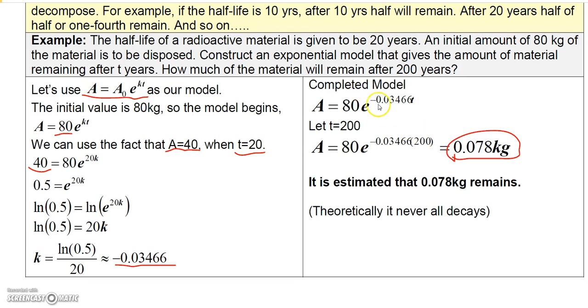Now you might notice here that k was negative, and that is consistent with the fact that the material is decaying. In other words, the function is decreasing. So anyway, theoretically it never all decays, but our answer is 0.078 kilograms.